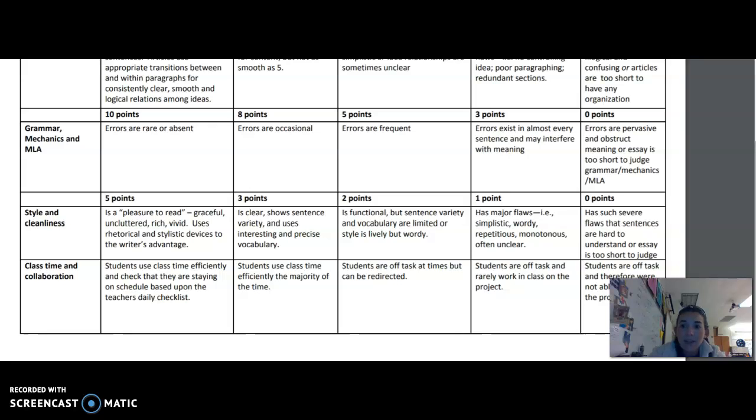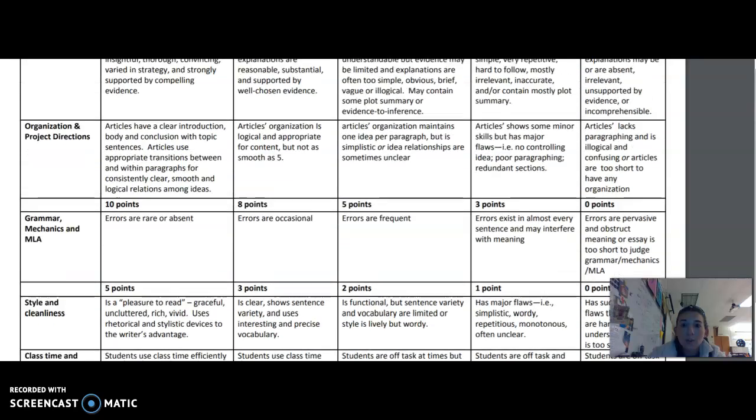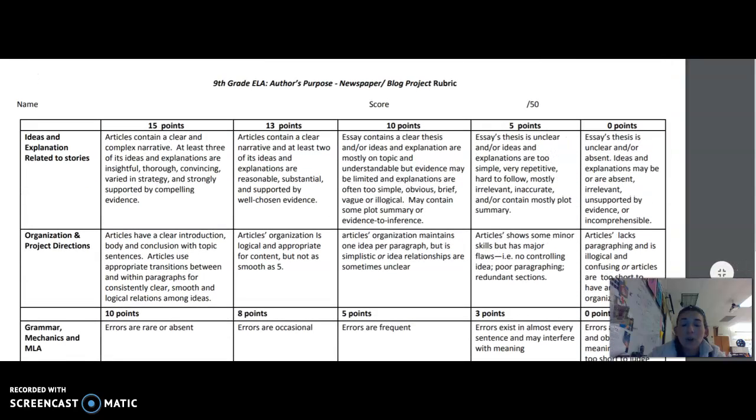Alrighty guys, that is our rubric and how your project will be graded. Remember, this is a 50-point project, so please make sure you are diligent in following the steps in completing the project to achieve a successful grade.